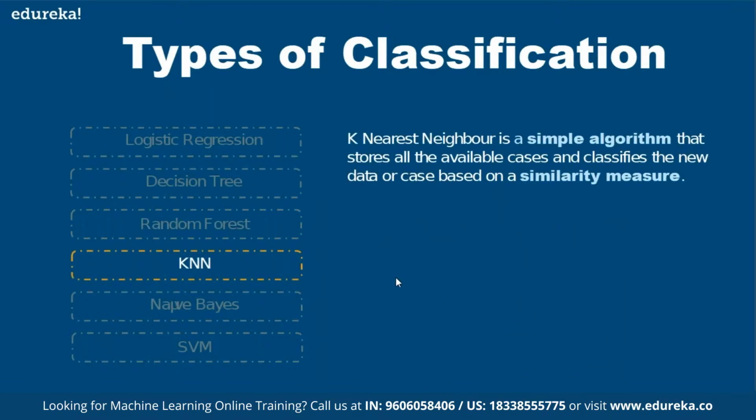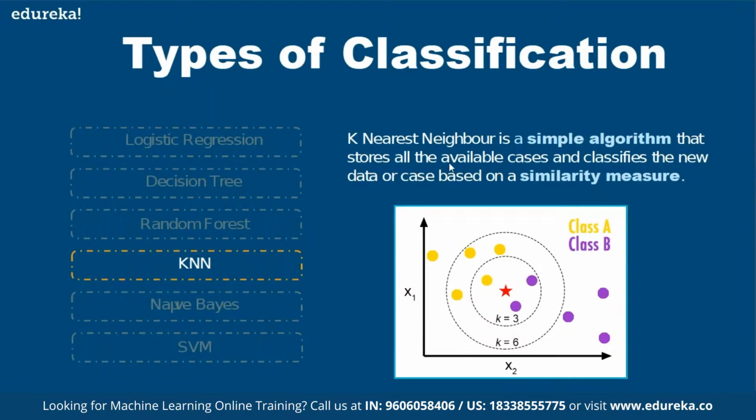KNN uses the technique of identifying the nearest neighbors based on distance measures, or you can say similarity measures. For example, KNN means K nearest neighbor, where K is the value which you give, which most of the time, when the data set is an even number, you choose K as odd.